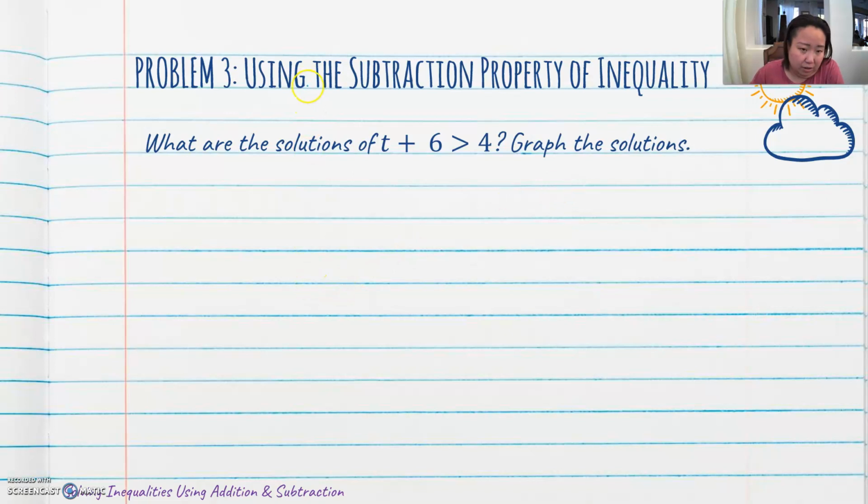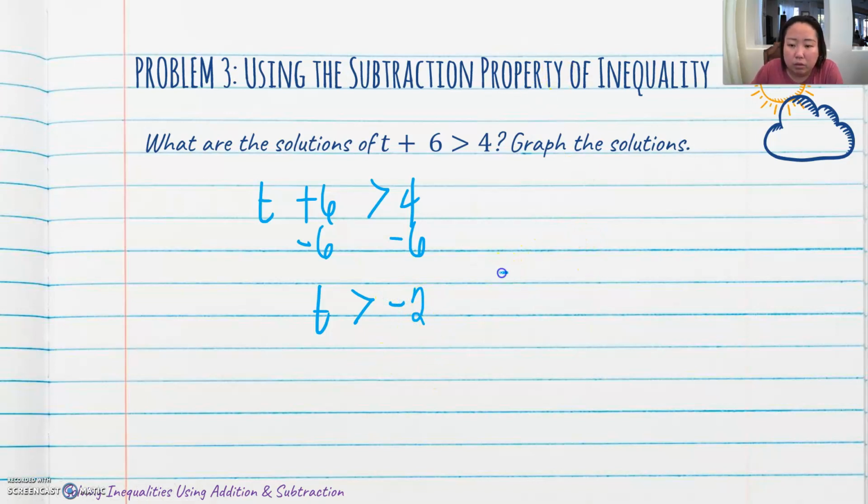Again, we have to graph our solution. So t plus 6 is greater than 4. Our goal is to isolate t. So we remove 6 by subtracting 6 from it. So minus 6, minus 6. And so we end up with t is greater than 4 minus 6. That's going to be negative 2.